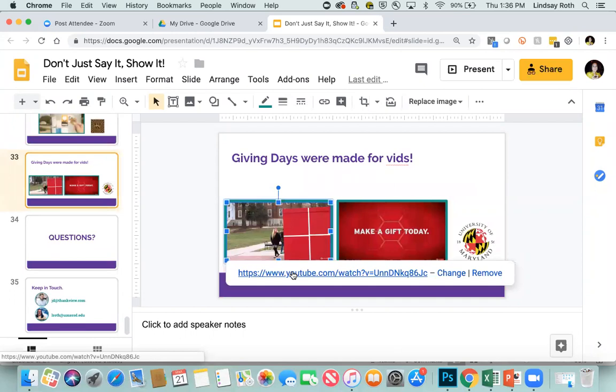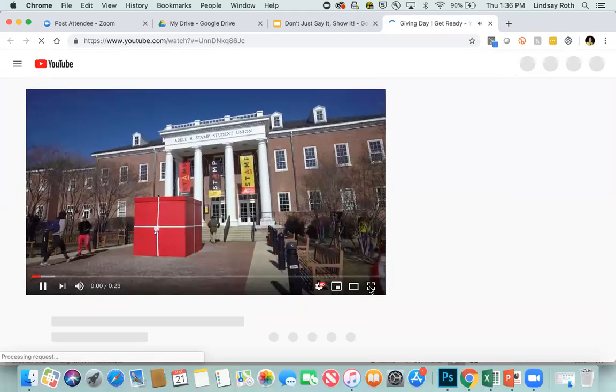This is from the University of Maryland. They hide boxes on their campus to promote their Giving Day. Very creative.